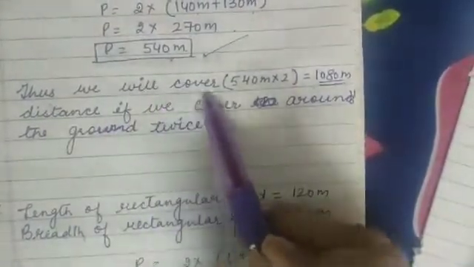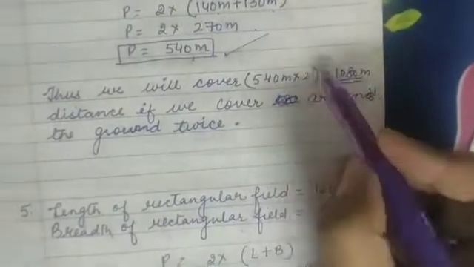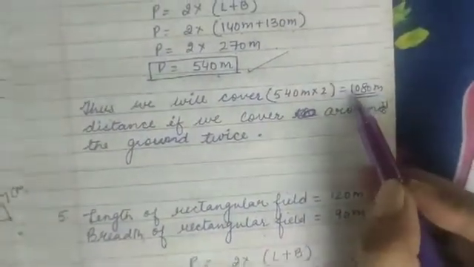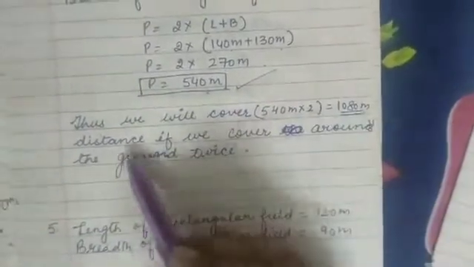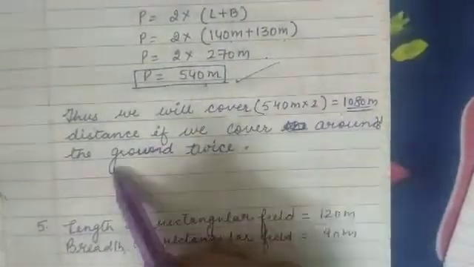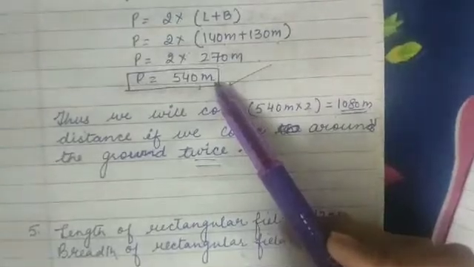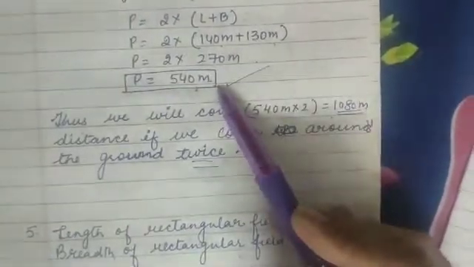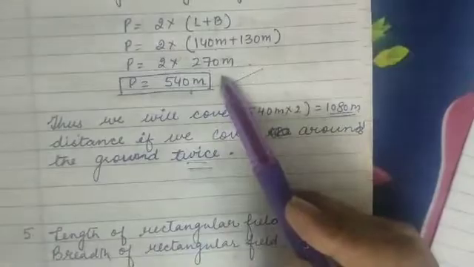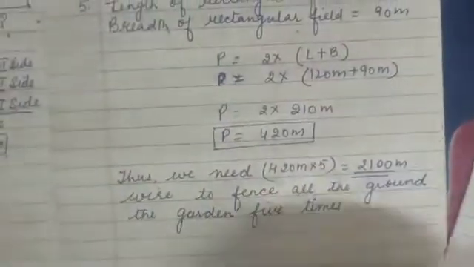Thus we will cover 540 multiplied by 2, because he is taking 2 rounds of the ground. So 1080 meter is the distance if we cover around the ground twice. This is the perimeter of the ground, and if we cover the ground twice, we multiply by 2. Now move to the fifth question.